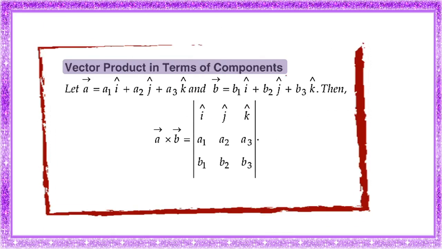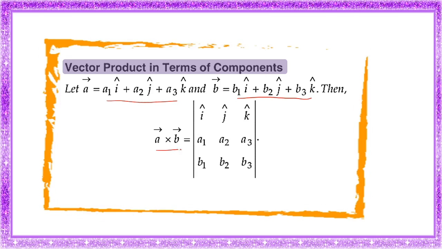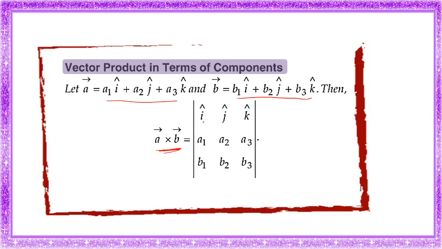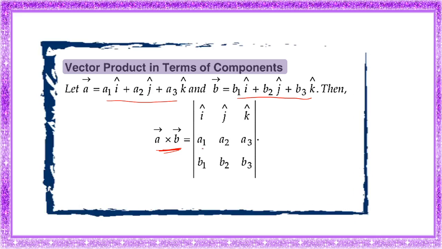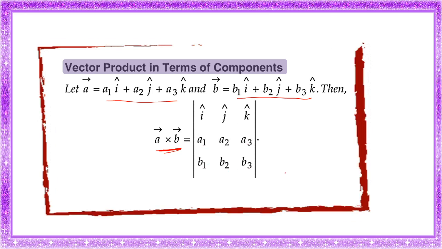Vector product in terms of components. When two vectors are given in component form, then that's how we find A cross B: i cap, j cap, k cap. Now these scalar quantities A1, A2, A3, B1, B2, B3, and then we will find out.